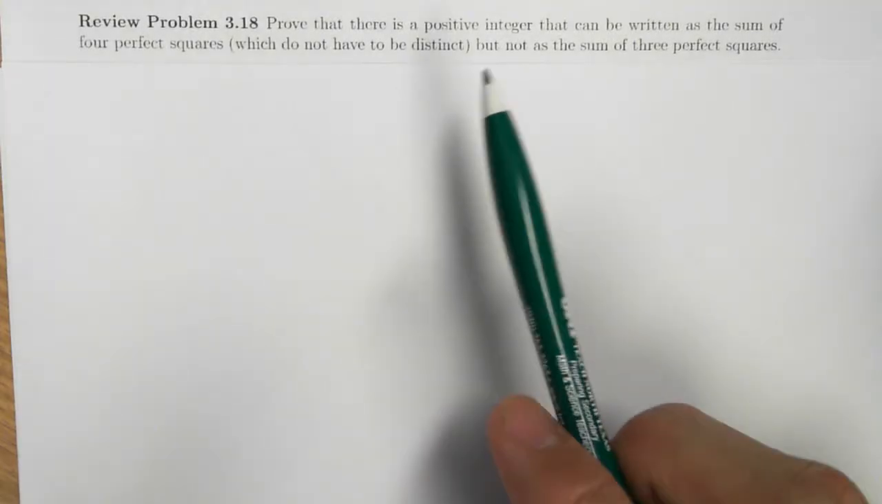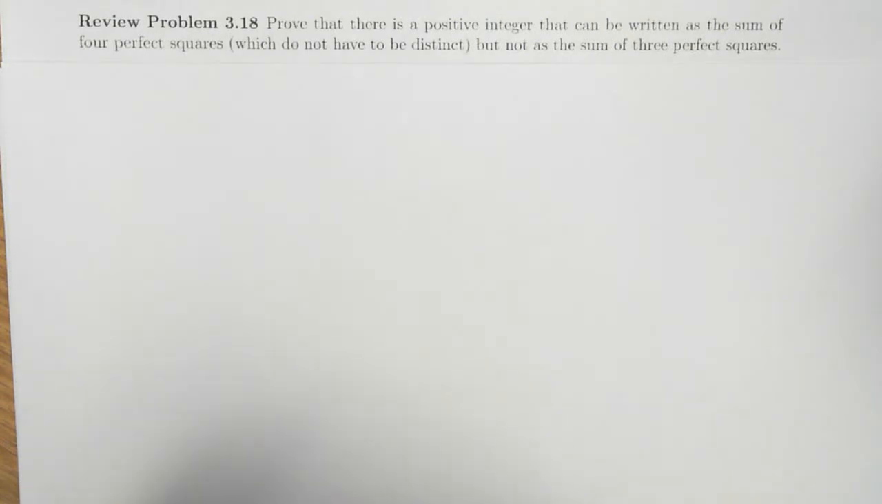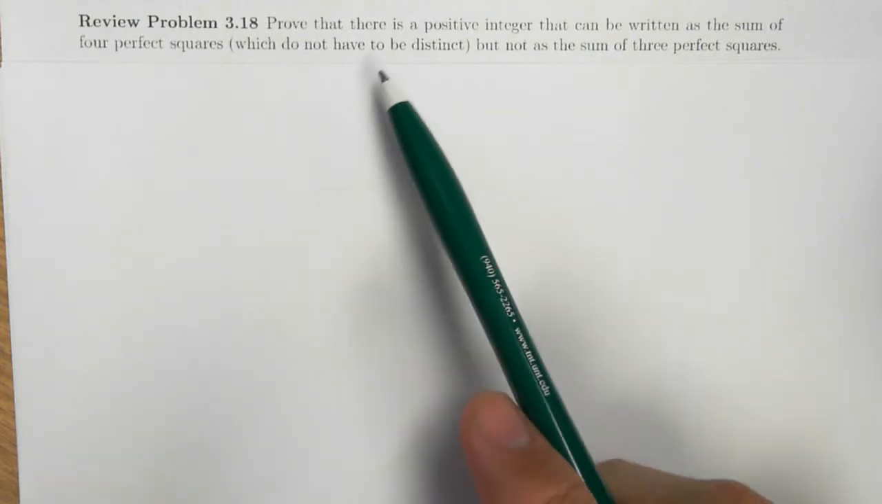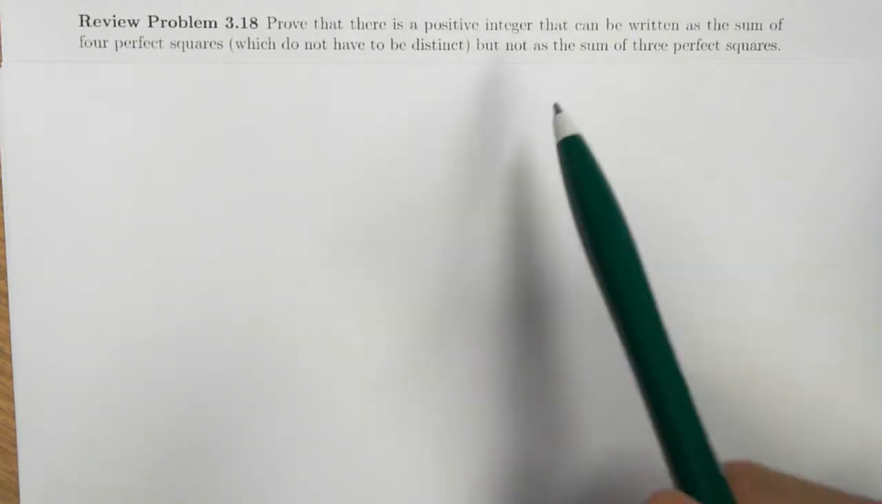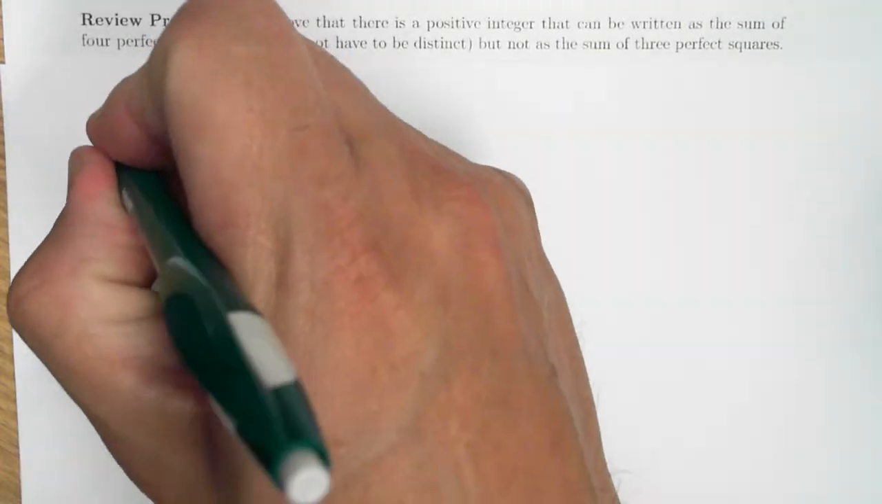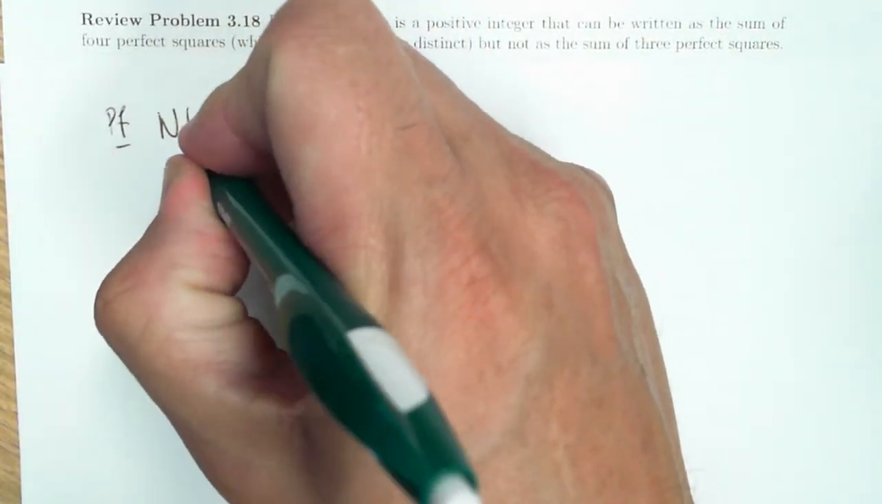Okay, so for this one we need to prove that there is a positive integer that can be written as the sum of 4 perfect squares, but not as the sum of 3 perfect squares. And the squares could be repeating, so they don't have to be distinct. So for this one, proof, notice that.